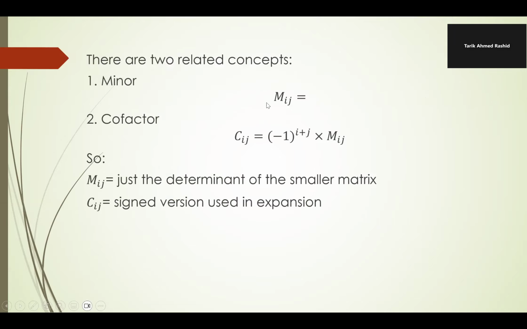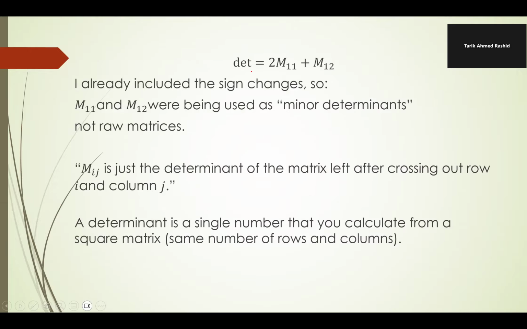So the minor we signify by M sub ij, and the cofactor is C sub ij, which is minus 1 to the power of i plus j, multiplied by the determinant of the minor matrix. That's the determinant of the smaller matrix, the minor, and Cij is the signed version used in the expansion. So the determinant equals 2 M11, which already includes the sign changes, plus M12.